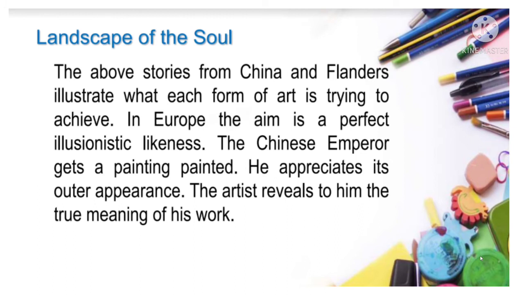The above stories from China and Flanders illustrate what each form of art is trying to achieve. In Europe, the aim is a perfect illusionistic likeness. The Chinese emperor gets a painting painted. He appreciates its outer appearance. The artist reveals to him the true meaning of his work.